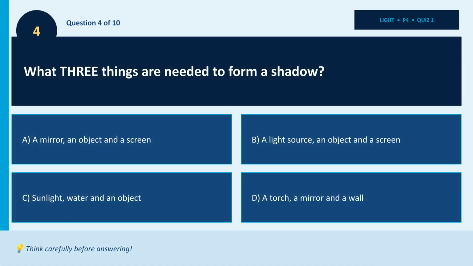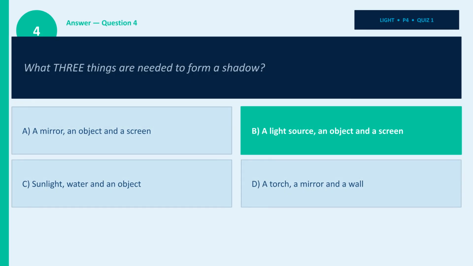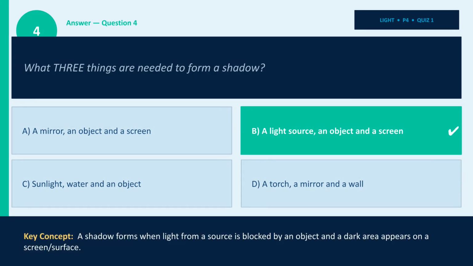Question 4. What three things are needed to form a shadow? The answer is B. A light source, an object, and a screen. A shadow forms when light is blocked by an object, causing a dark area on a screen or surface.